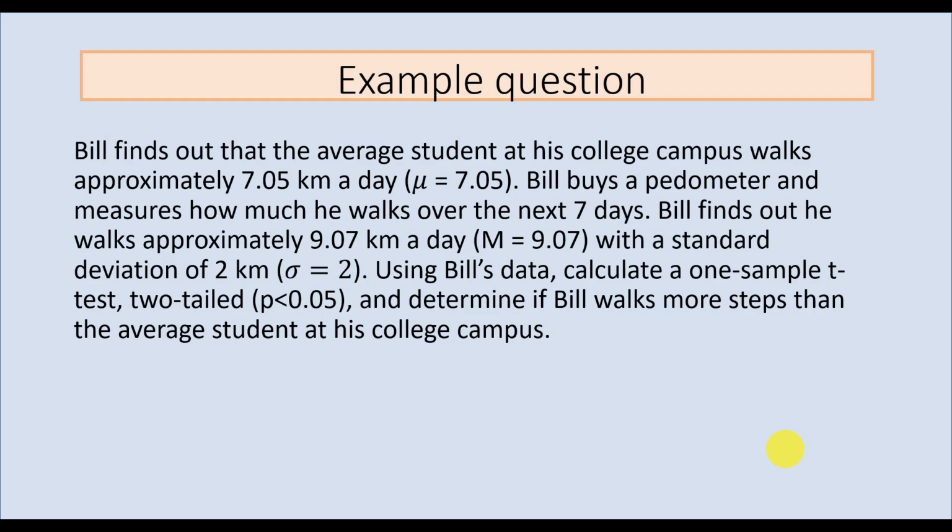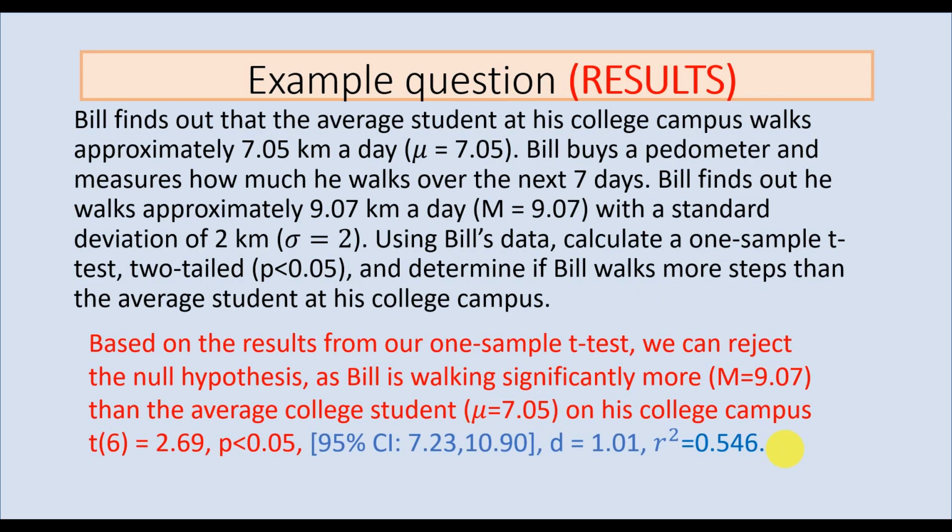his college campus. So we've actually answered this question, and we answered this question back in video 1, and you can see here I have the whole thing highlighted in red. The results said or suggested that we can reject the null hypothesis, as Bill is indeed walking significantly more than the average college student at his college campus.